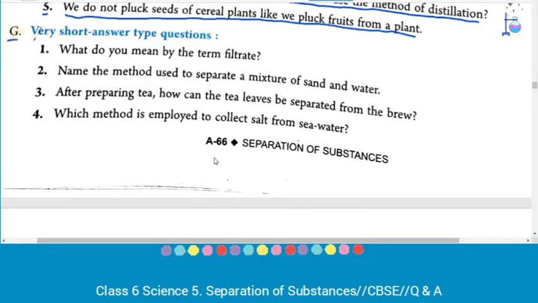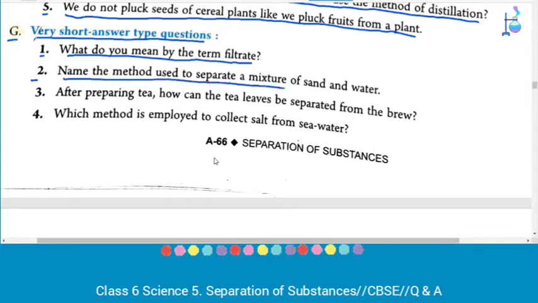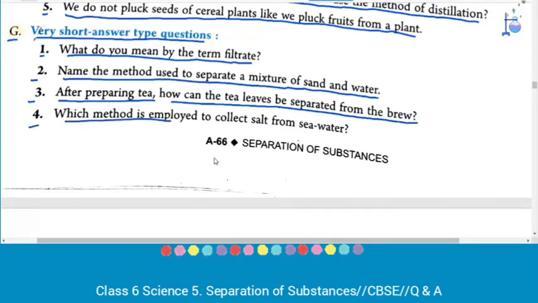Section G, very short answer type questions. First one, what do you mean by the term filtrate? Second, name the method used to separate a mixture of sand and water. Third, after preparing tea, how can the tea leaves be separated from the brew? Fourth, which method is employed to collect salt from seawater?